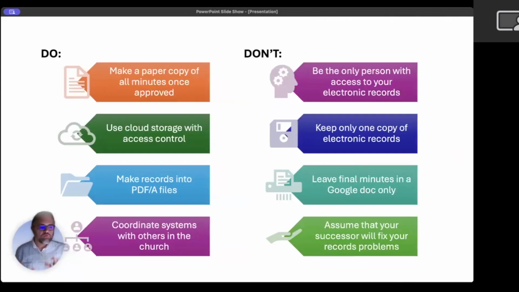So a few do's and don'ts about electronic records, because this is one of the things that you all asked a lot about in your survey about what you wanted to learn today. So, four do's and four don'ts. Number one, make a paper copy of your minutes once they're approved. You're doing that anyway for Presbytery review, but go ahead and do it right away.